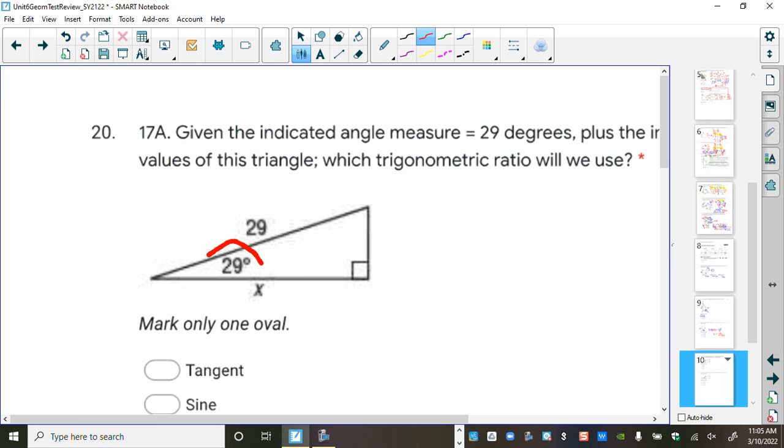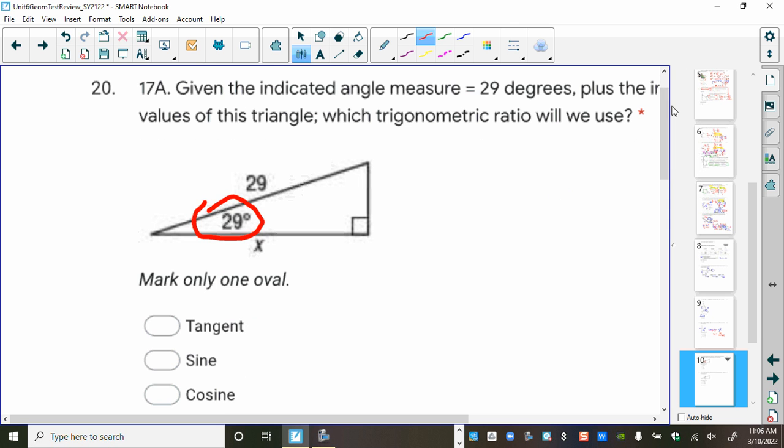Okay, 29 degrees. What's given to us real quick? I have an X and a 29. Obviously, there's our hypotenuse. What other side was given to us? Is that an opposite or an adjacent for the X? Adjacent is the X. Opposite, we don't know. So then out of the three, tangent, sine, or cosine? Cosine, that's right. Zoe, was that you? Yep, you're 100% correct. That's a cosine.